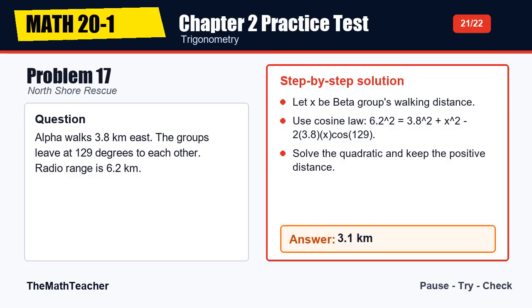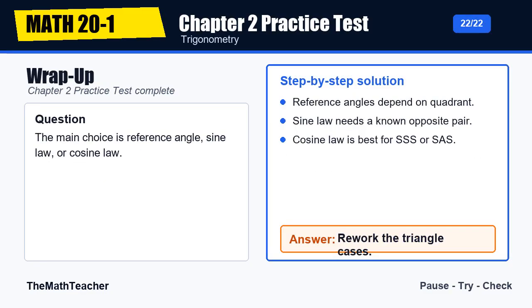That completes the Chapter 2 practice test. The big decision is whether the question is about reference angles, a sine law opposite pair, or a cosine law SSS or SAS triangle. Rework the ambiguous case questions until the 2 possible triangles feel natural.